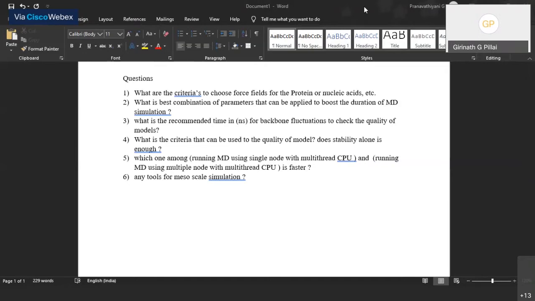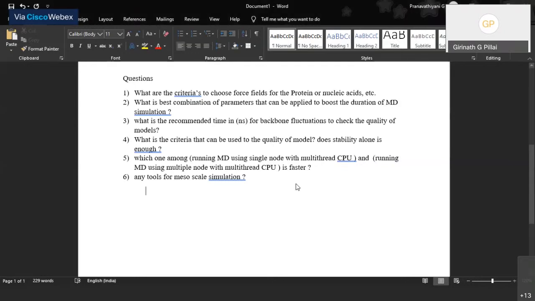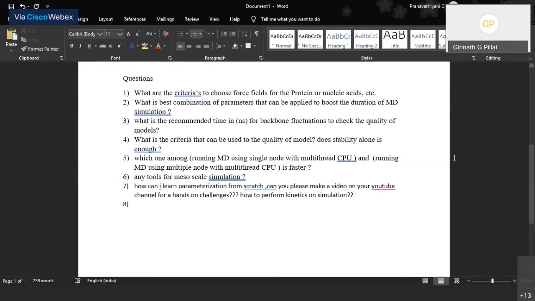Similarly, what is the recommended time in nanoseconds for backbone fluctuation? I think I already showed in my slide, but what I would recommend is close to 50 nanoseconds, or barely. People have seen 10 nanoseconds also. So it all depends upon the complexity of your protein. If it is too complex or if you have done ab initio, then higher the better. But if you are doing a homology model with more similarity to your template, even 10 or 20 is also fine from my experience.